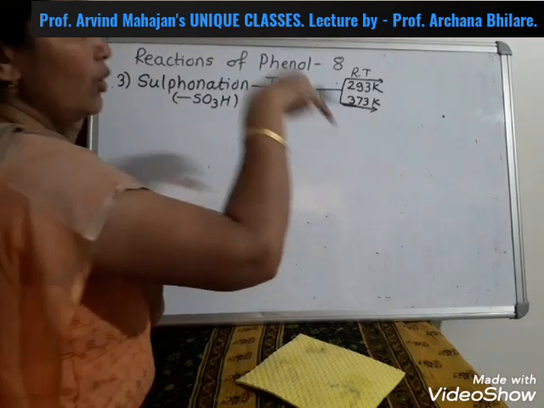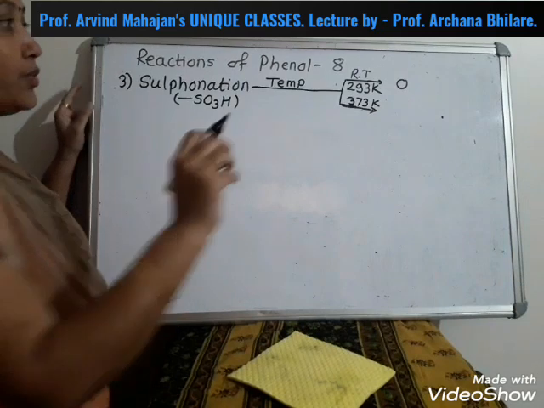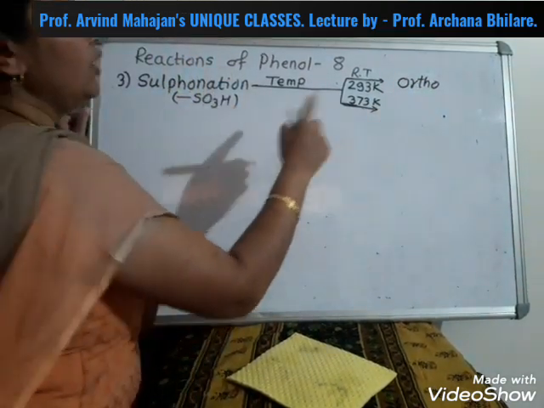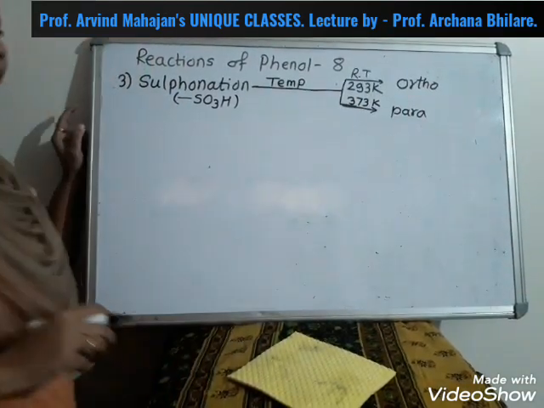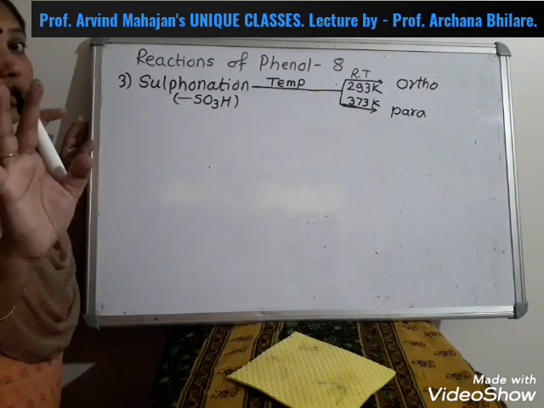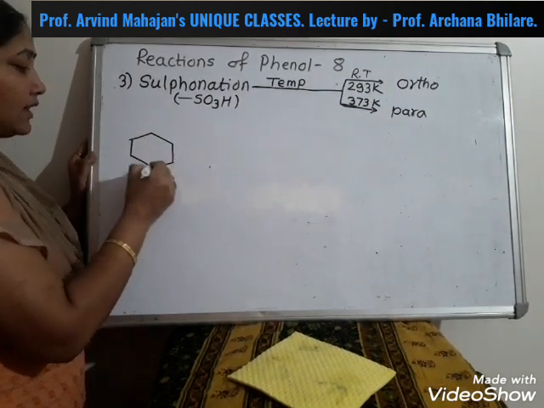If we use lower temperature, then we get ortho substituted phenol. And if we use higher temperature, then we get para substituted phenol. See, here we don't get 2,4,6. Remember this. Here we don't get 2,4,6.